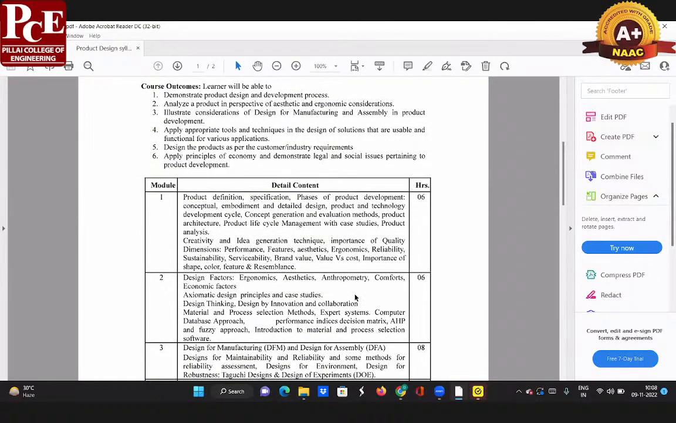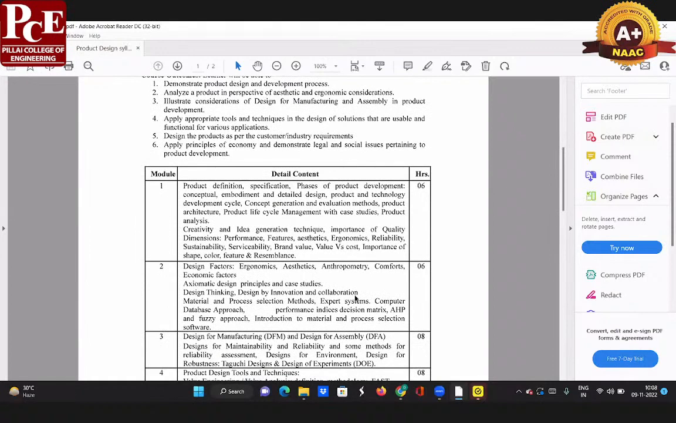Then in module 2, you would be learning the design factors. As I mentioned, the different factors like ergonomics, anthropometry, comfort, physical and psychological factors. All those factors you would be learning in module 2. Apart from this, there are different methods of material selection and process selection, let's say AHP, the analytical hierarchical process, or fuzzy approach. That means if given 3 different materials, which material is the better or advisable one, or given 3 different processes to manufacture, which process would be the better one. That material selection and process selection is there in module 2.